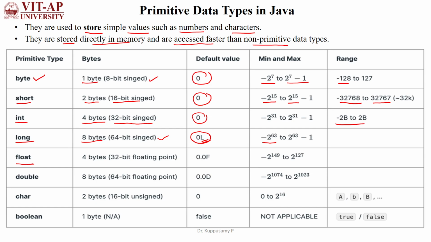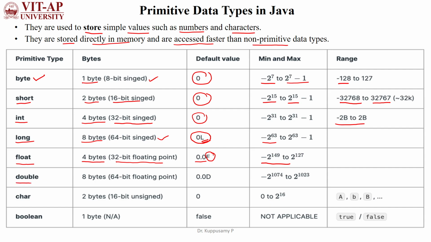And the fifth one is floating point numbers, which consume 4 bytes in the memory space. It can be represented as a 32-bit floating point value, and the default is 0.0f. F represents floating point value, otherwise the value will be stored as a double. Here the range is minus 2 power 149 to 2 power 127.